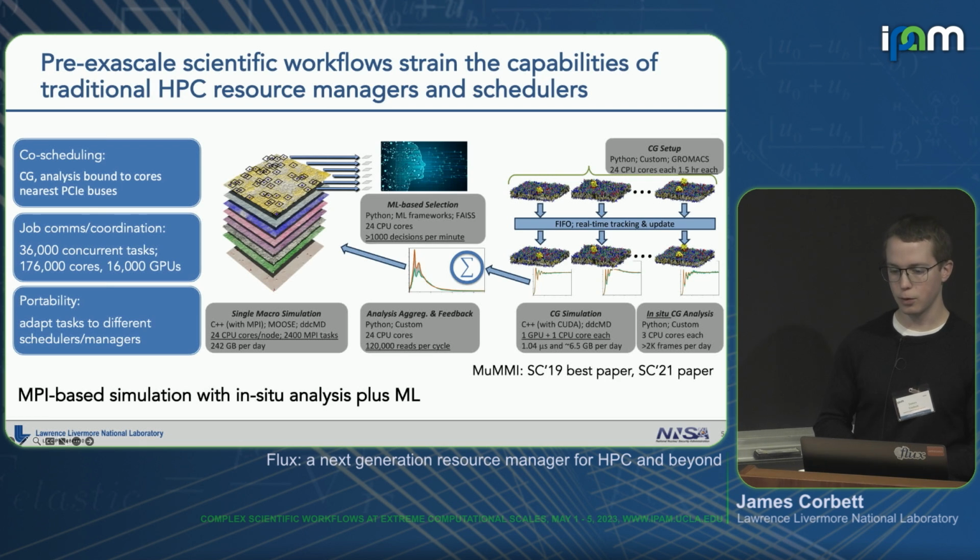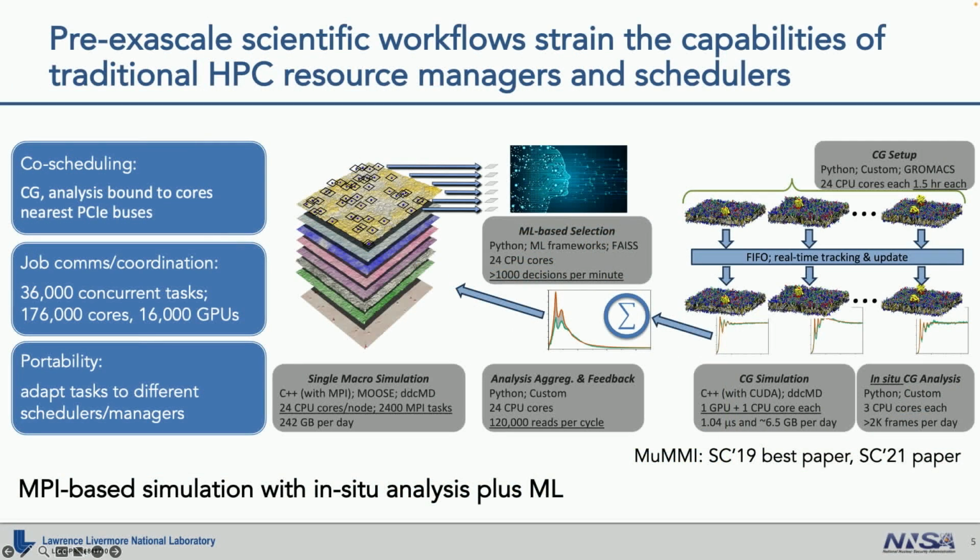The workflow used up to 4,000 nodes of the CRS supercomputer, concurrently utilizing over 16,000 GPUs and 176,000 CPU cores, and running up to 36,000 different tasks with large length and time scales, yet at the same time, molecular level details.